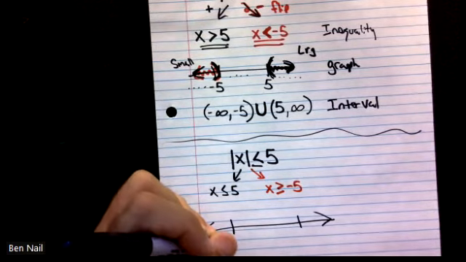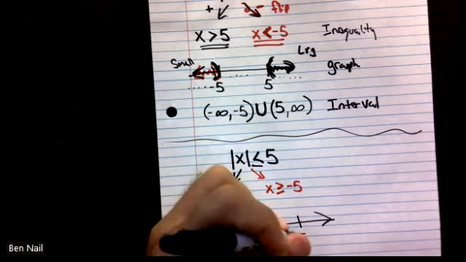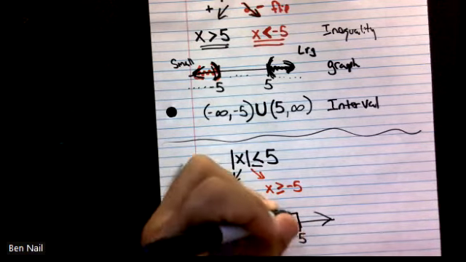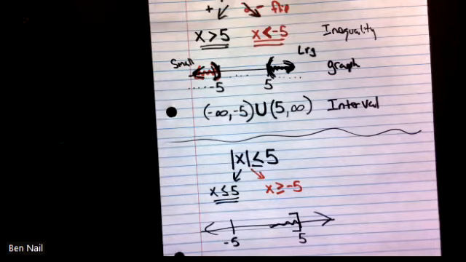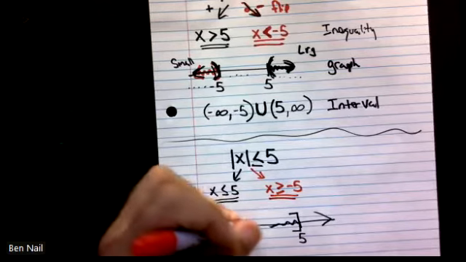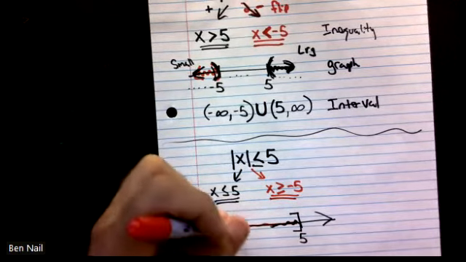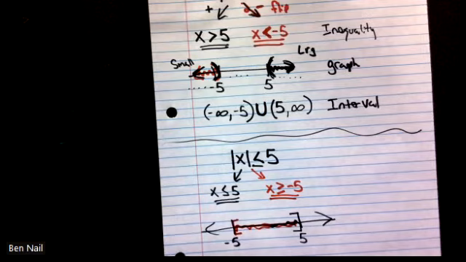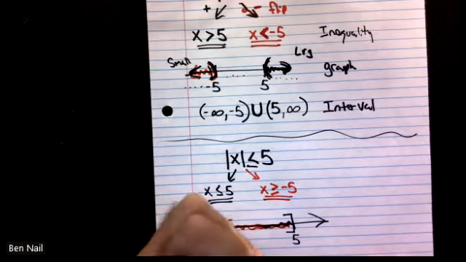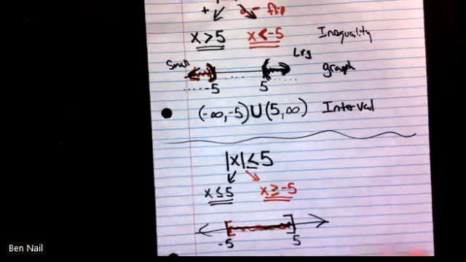Again, on the number line, smaller number left, bigger number right. And in this case, we're talking about less than or equal to 5. So that's going to go in this direction. Greater than or equal to -5. That's going to go in this direction. Okay, my solution is everything between and including -5 and 5. So the interval for that one says from -5 included to 5 included.